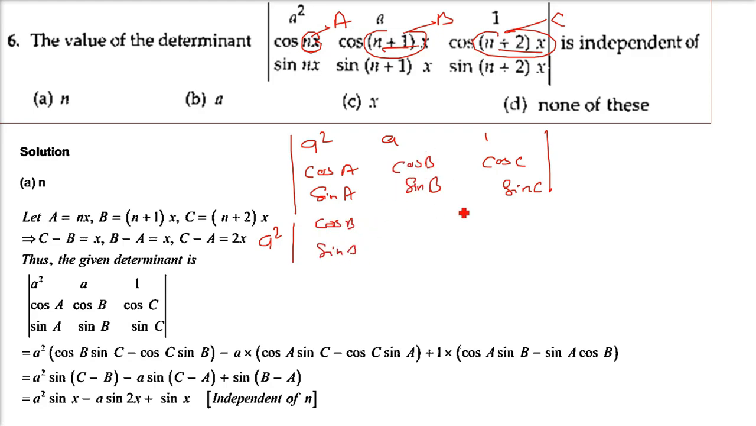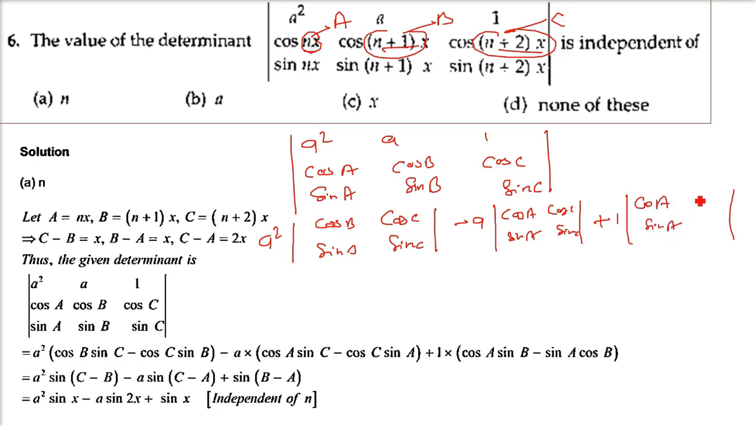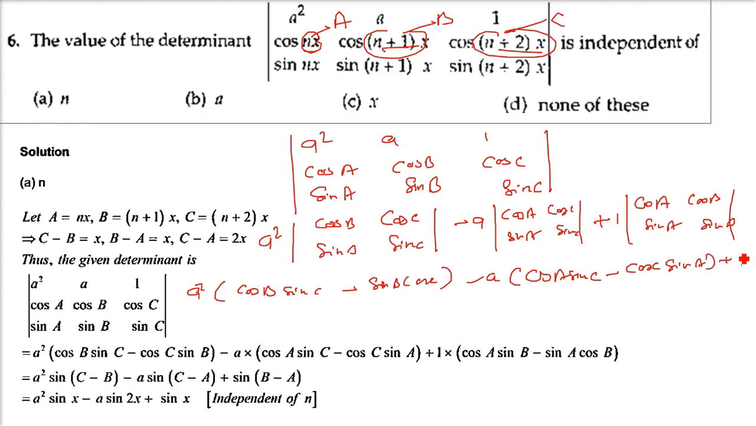So I am just opening it, A square, using the first row. So you get A square, cos B, cos C, sin B, sin C, minus A, you get cos A, sin A, then we have cos C, sin C, plus 1, and this will be cos A, sin A and cos B, sin B. Now this is A square, cos B sin C minus cos C sin B you can write, minus A, cos A sin C minus cos C sin A, plus 1 into cos A sin B minus sin A cos B.